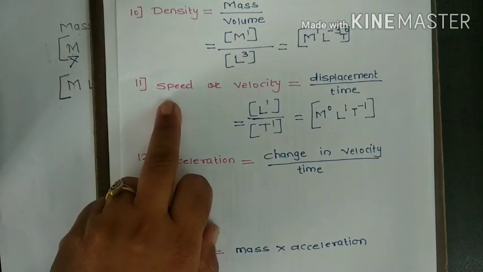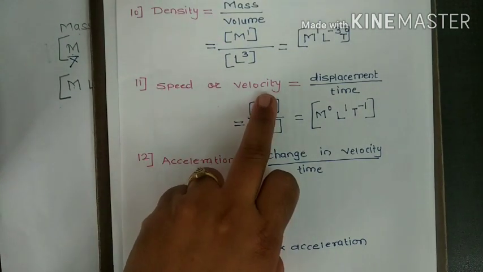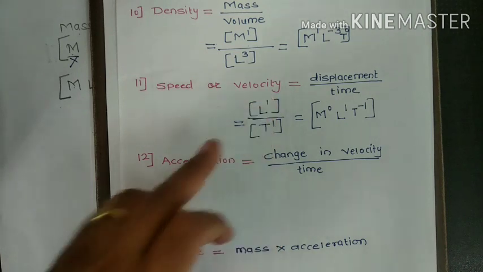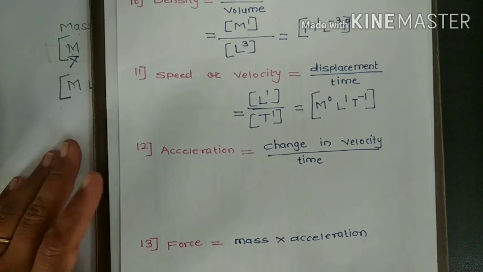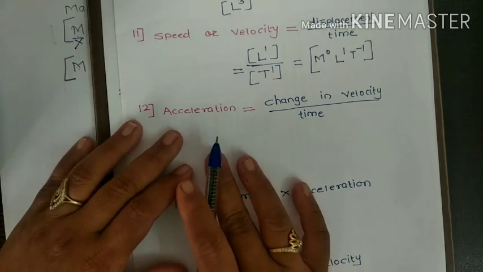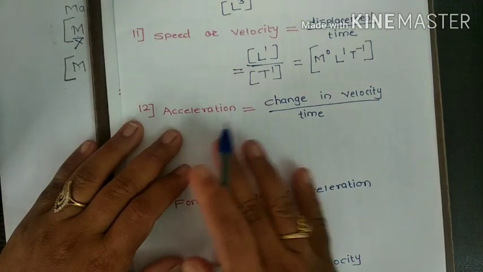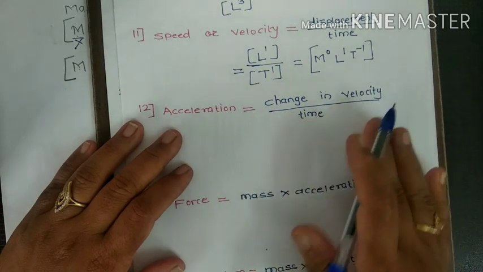Again speed is the scalar quantity and velocity is the vector quantity. Okay. But dimensions are the same for both quantities. Then acceleration. Acceleration is equal to change in velocity upon time.